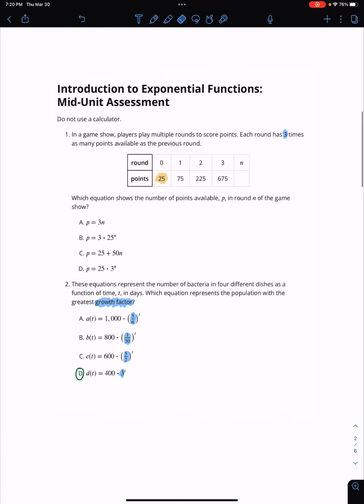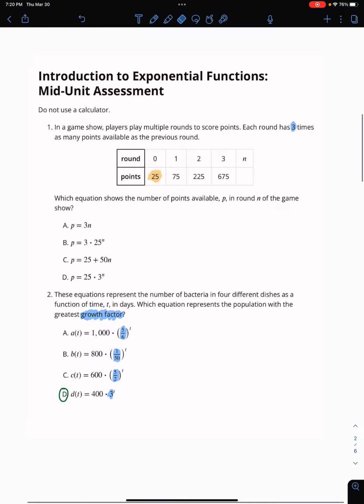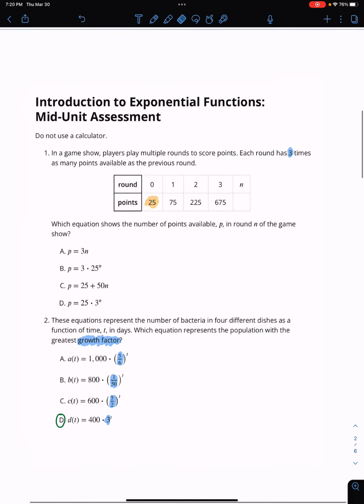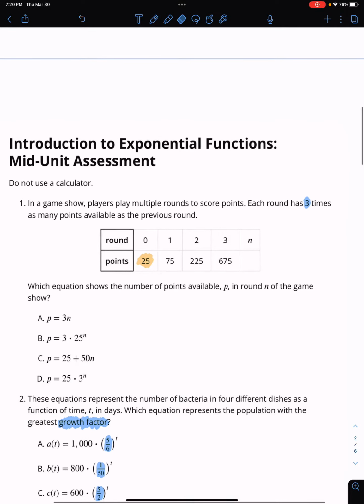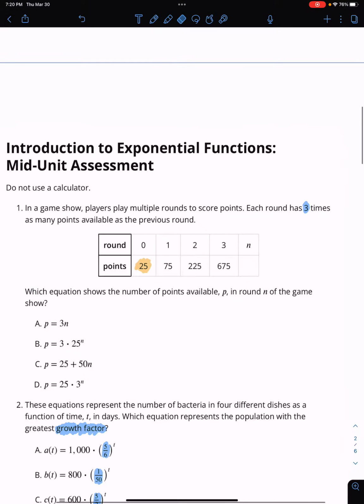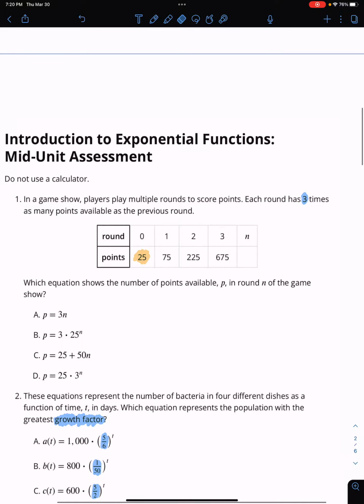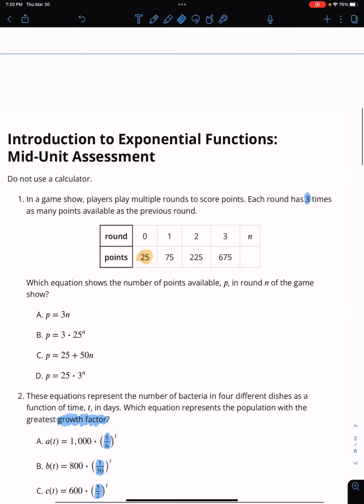Test on exponential functions. So question 1, right here, we've got this game show. Players play multiple rounds to score points. Each round has 3 times as many points available as the previous round. And I say, which equation shows the number of points available, P, in round N of the game?